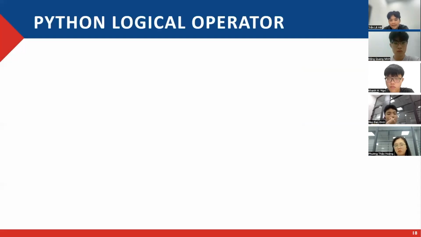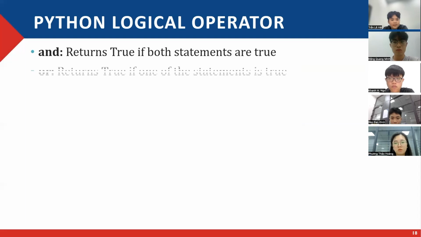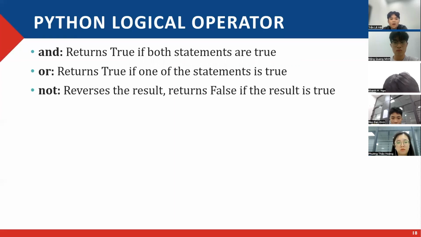Moving to the next part, which is my discussion. In terms of logical operators, there are three things that we have to notice. The first is AND, which will return true if both statements are true. Next, OR, which returns true if one of the statements is true. And finally, NOT, which reverses the result, meaning it returns false if the result is true.